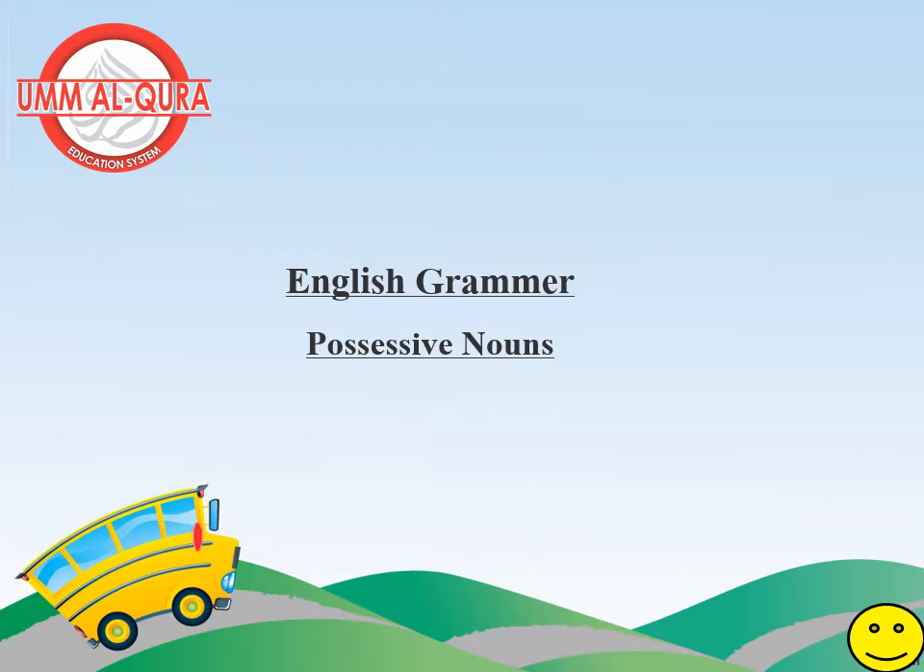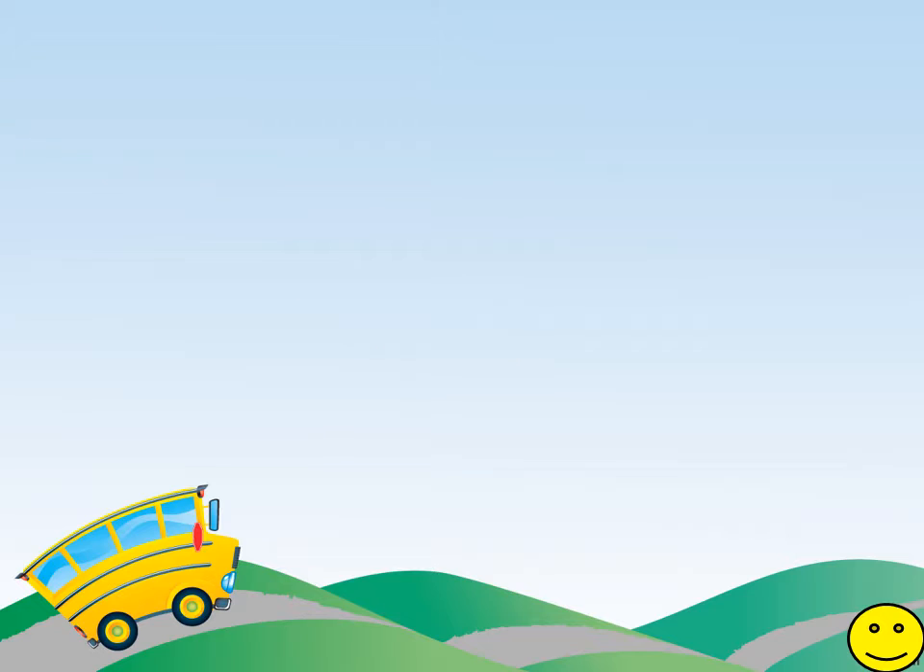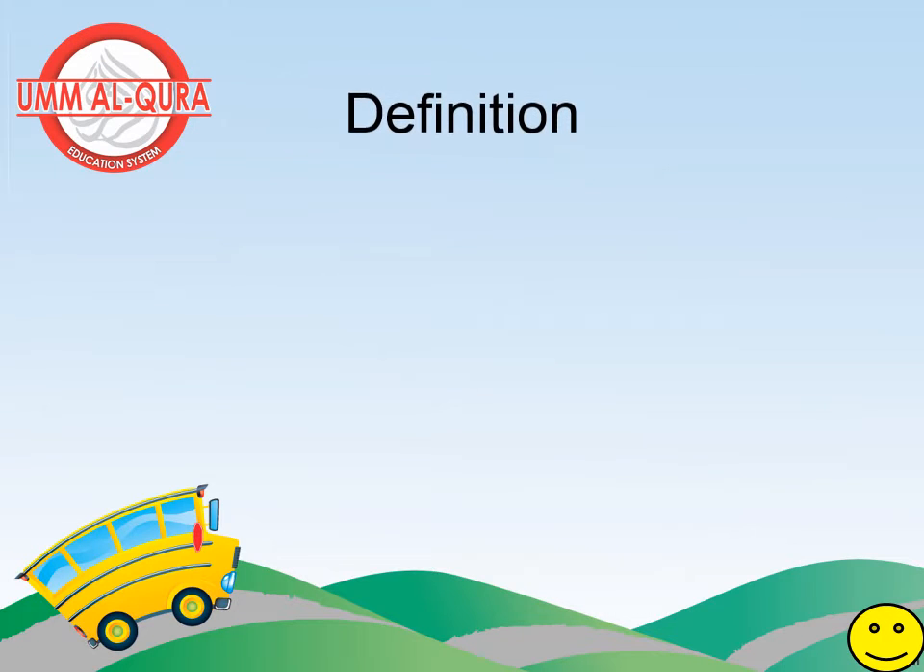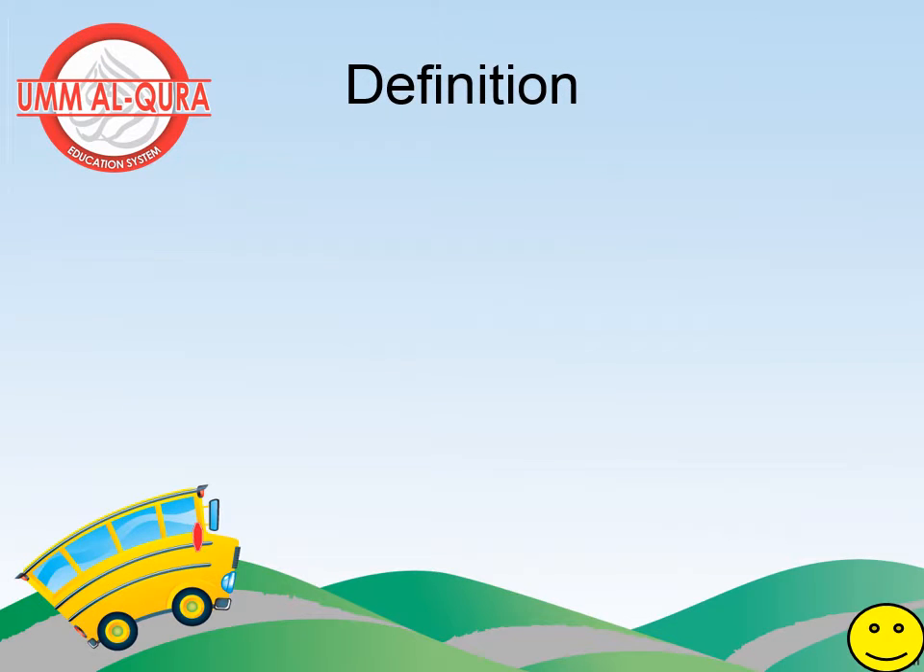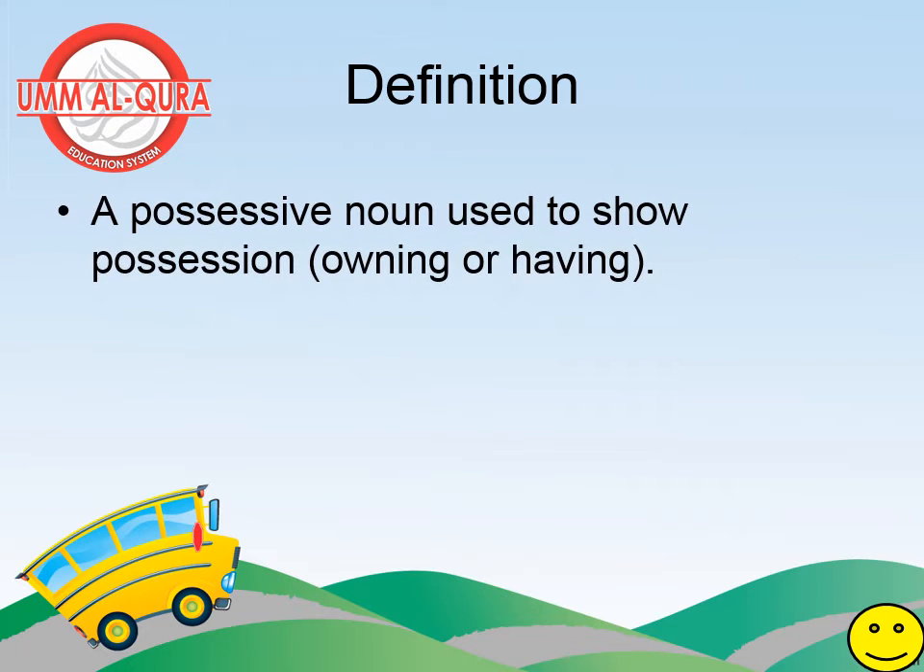So our today's topic is possessive nouns. What is a noun? Yes, very good. Noun is a name of a person, place, thing or animal. Noun possession, when we are talking about it, what comes to mind when you hear that word possessive? Okay, let me explain. Definition. What is the definition of possessive noun?